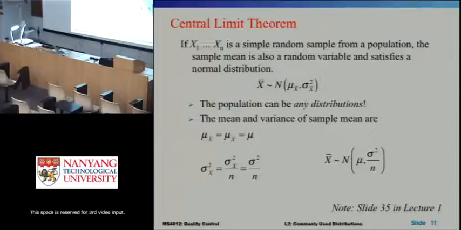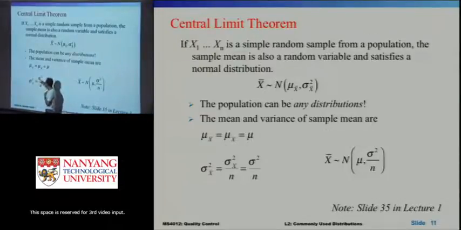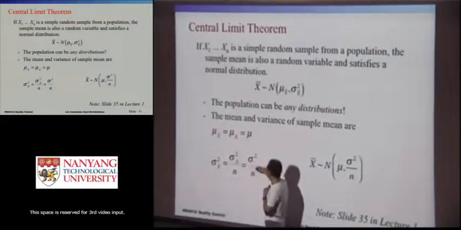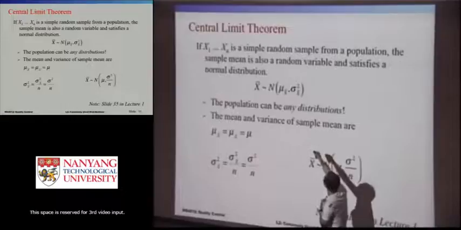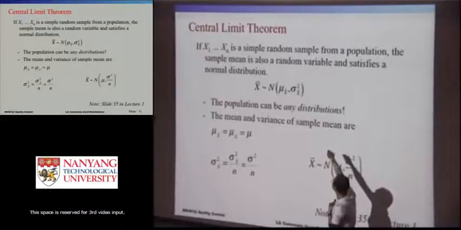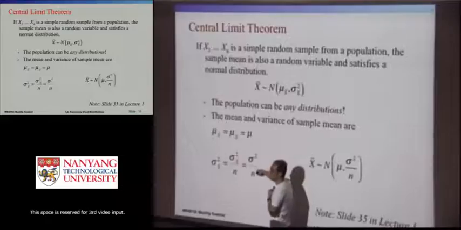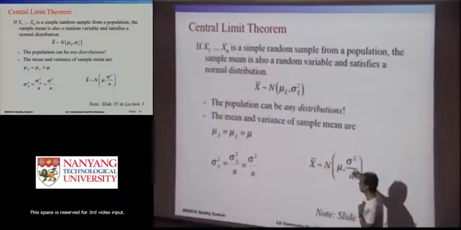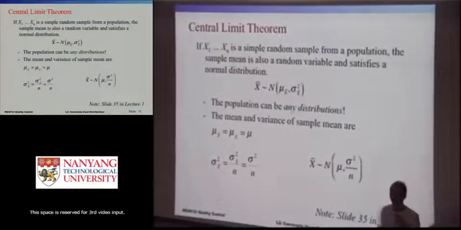In the previous slide 35 in lecture 1, we already know that mu x bar equals mu x, and we can simplify mu x as mu. And sigma x bar square equals sigma x square divided by n, and we simplify this symbol as sigma square, so we drop the subscript. So we can plug in here: mu x bar equals mu, sigma x bar square equals sigma square divided by n. So we get x bar satisfies normal distribution with these two parameters.